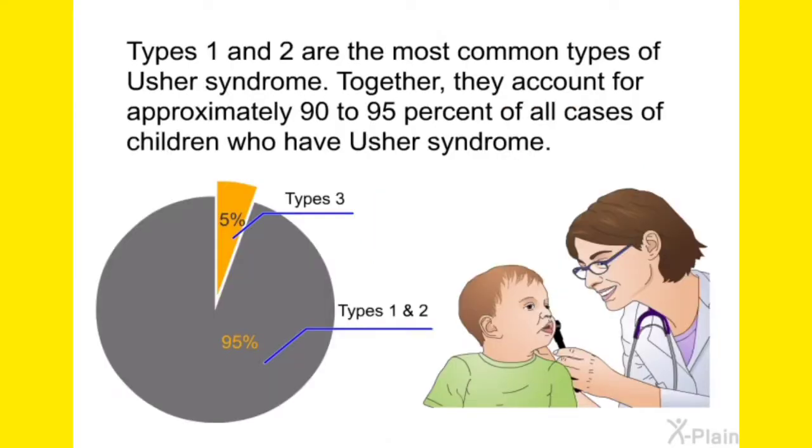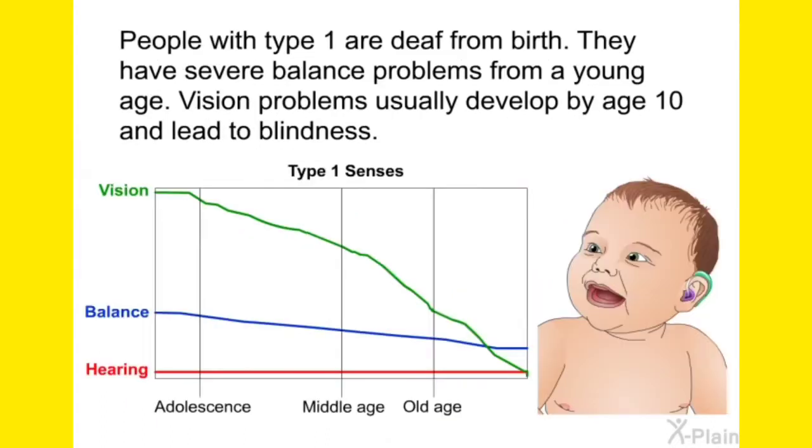Now, type 1 and type 2 are the most common types of Usher syndrome. Together, type 1 and type 2 comprise 90 to 95% of all the cases of Usher syndrome in children. Type 3 comprises only 5% of the cases. You can see the graph, only 5% is type 3. Now, let us discuss type 1.